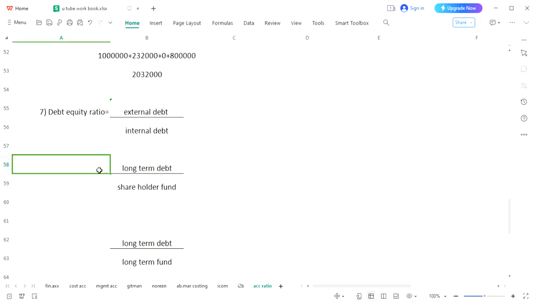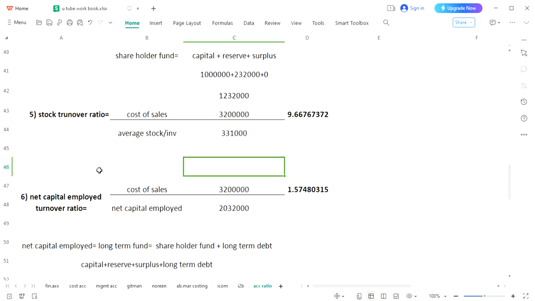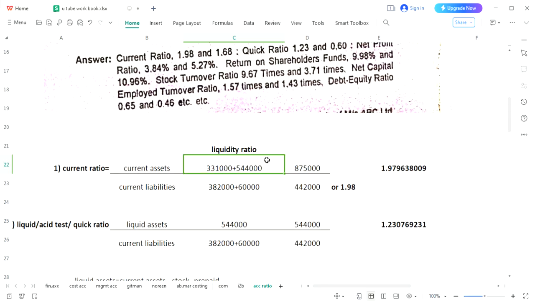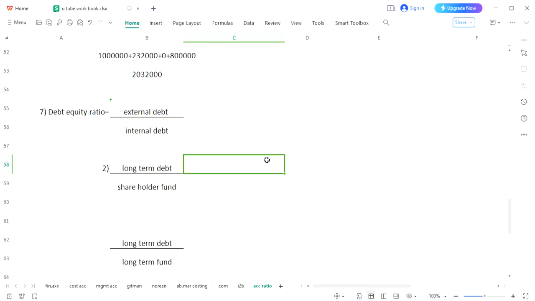This is the debt equity ratio, second formula. Long term debt is already given in your question. Look over here, long term debt, that is 8 lakh. So we will directly put 8 lakh over here, and now the shareholder fund.